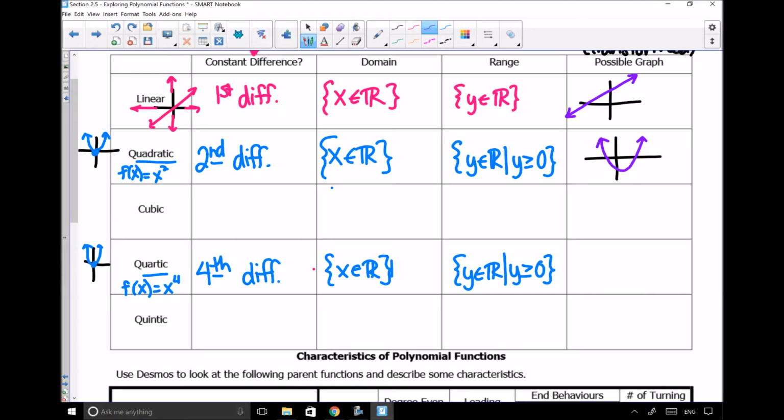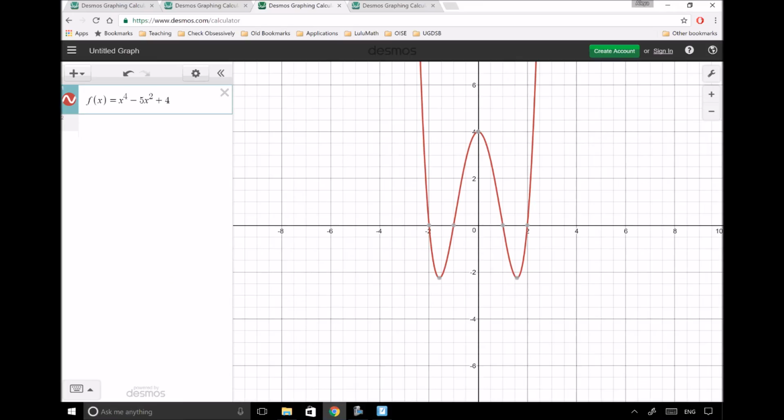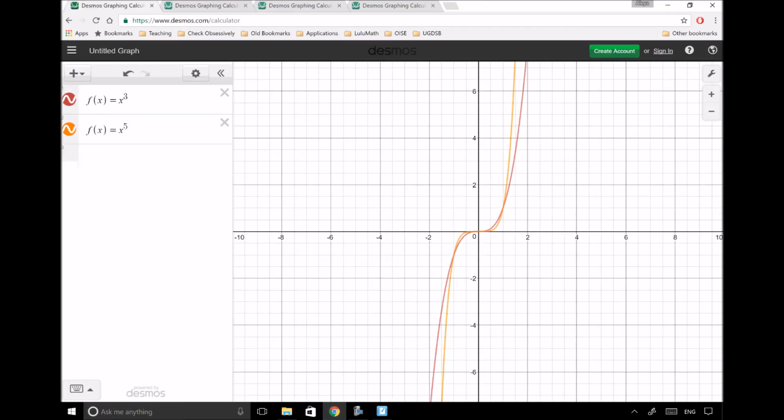Okay, so right here, when I do this, a possible graph that I could have might look something like that. Okay. And then now I want to take a look at our cubic functions right here. So let's go ahead and look at what we have for our cubic functions. So cubic, and I want to look at quintic together because they're very similar right here.